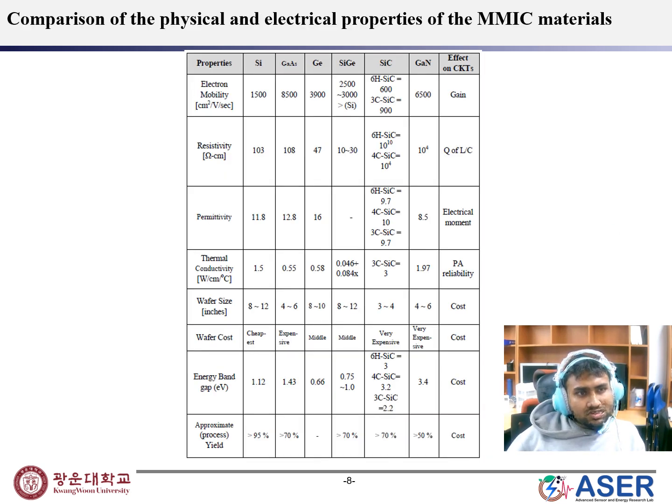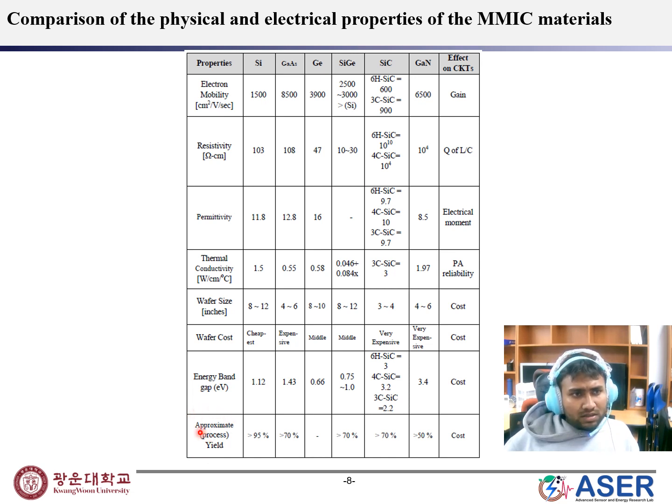MMIC technology. Here is a comparison of physical and electrical properties of the MMIC materials. Here we mainly compare the physical and electrical properties of silicon, gallium arsenide, germanium, silicon carbide, and gallium nitride: the electron mobility and resistivity, permittivity, thermal conductivity, wafer size, wafer cost, energy band gap, and approximate process yield.